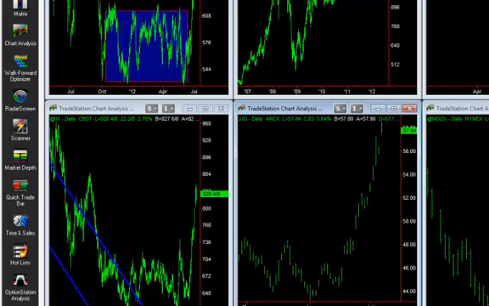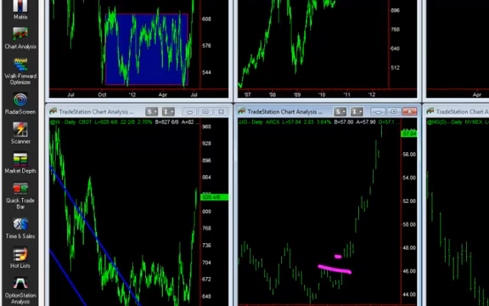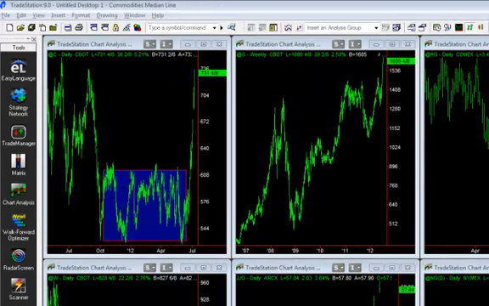ETFs, they gap. Gaps are like the bane of stops. For example, had you sold this short, even if you had a 10-cent stop, you would have wound up getting executed right here at the open at well over $1.20. So you got to keep that in mind when you're trading ETFs.